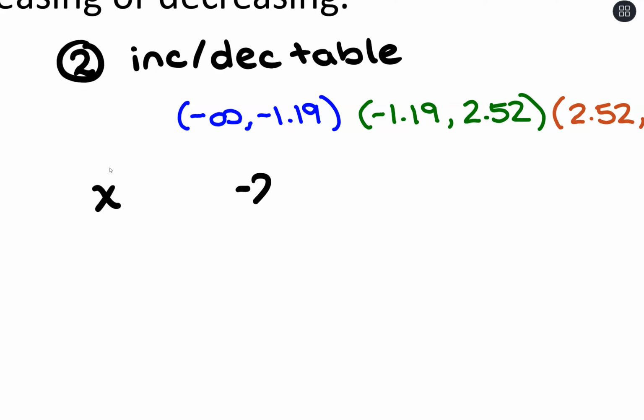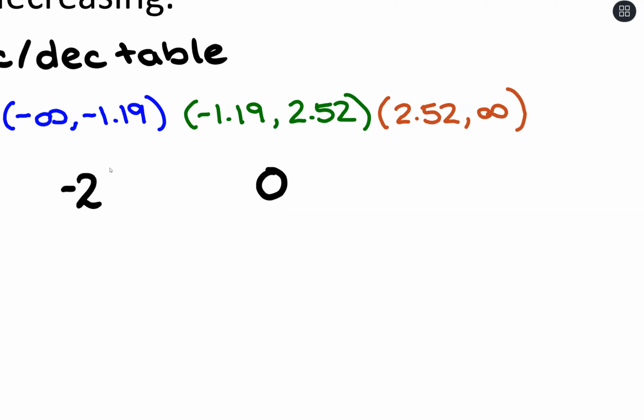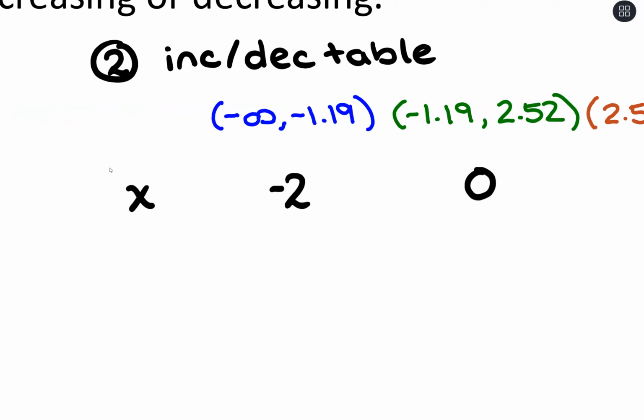So like with this one, I'm thinking -2. If 0 is in the interval, I really like grabbing 0 because that's usually a nice one to plug in. And then over here, it looks like 3 is a good number. So again, I could have gone like -5, 1, and 53 for that last one. As long as it's in the interval, we're all good.